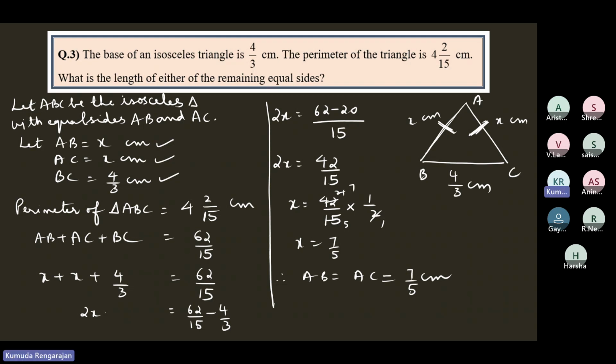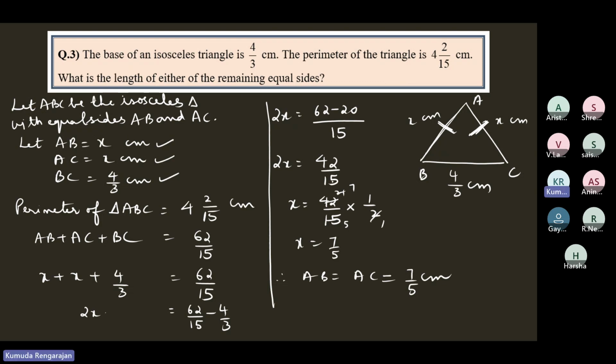Sometimes, just by mistake, you may write 2 into L plus B. Be careful. Perimeter of a triangle, sum of the three sides. So AB plus AC plus BC, any order you can add, AB plus BC plus AC, any order is equal to 62 by 15. So substituting, x plus 4 by 3 is equal to 62 by 15. Plus 4 by 3 becomes minus 4 by 3 on transposing, LCM.